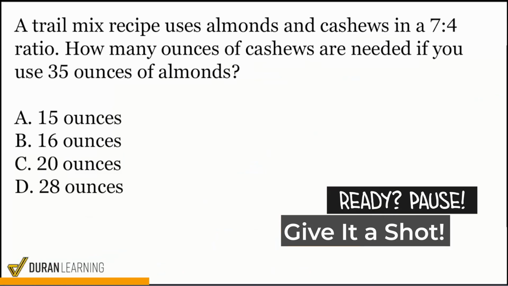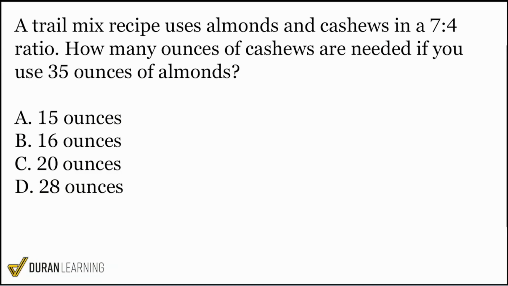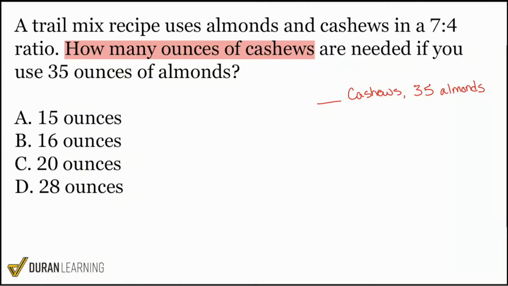All right, next question up. Let's go ahead and handle this with that grace that we have. So the question sentence reads, how many ounces of cashews are needed if you use 35 ounces of almonds? So what that tells me is that, again, I need to find the number of ounces of cashews when compared with 35 ounces of almonds. All right, so that's a pretty straightforward relationship there.